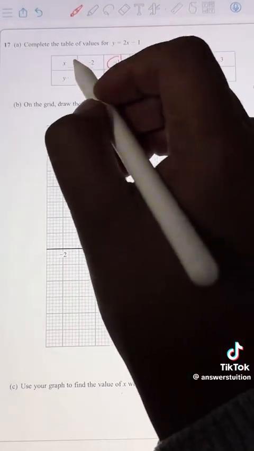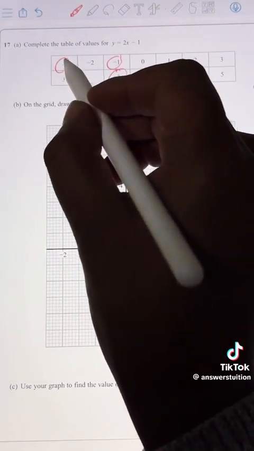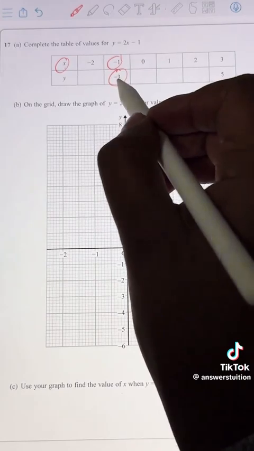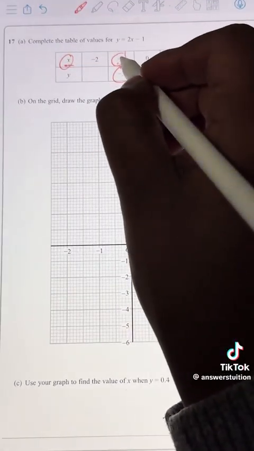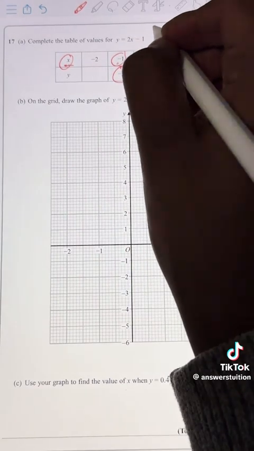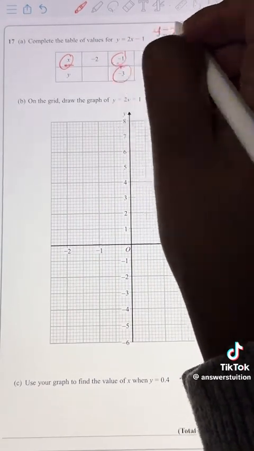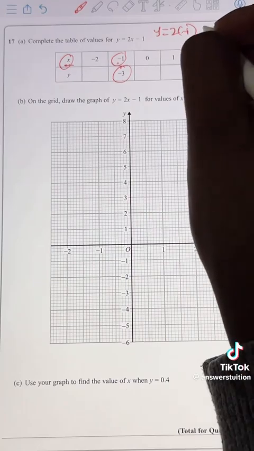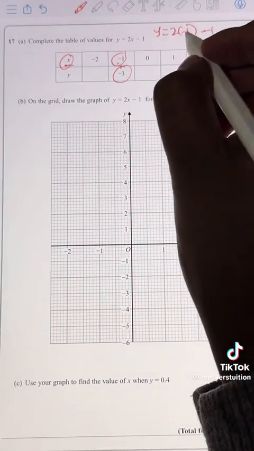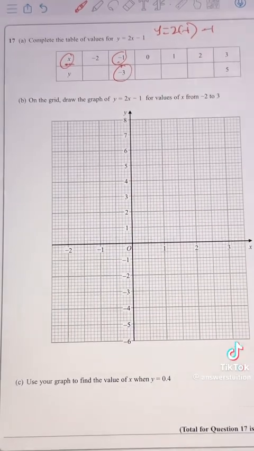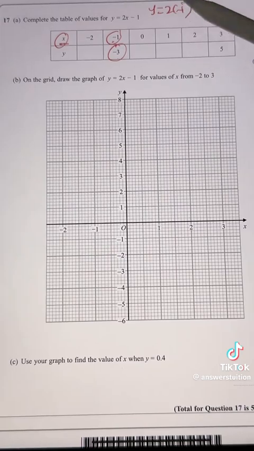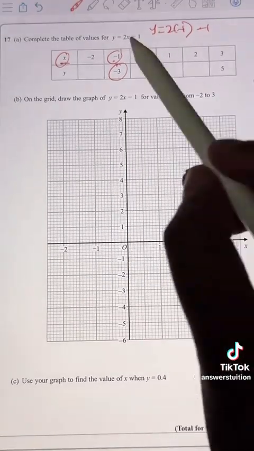So, x here. When x is -1, y is -3. Let's check. When x is -1, all I do is substitute the -1 into where x is. So y equals 2 bracket -1, take away 1. What's 2 times -1? It's -2. -2 take away 1 is -3. Very easy, right? You don't have to do this the long way. You can literally do it quickly.